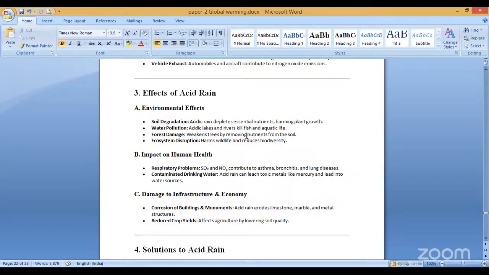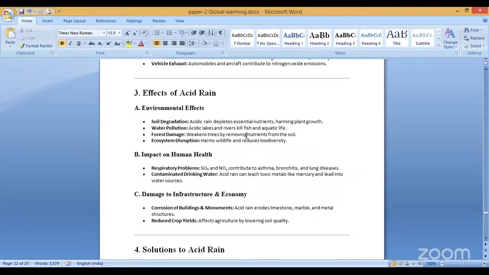Then the next one is water pollution. Acidic lakes and rivers kill the fish and the coral life which is present in that water. Then coming to the next one, forest damage: it weakens trees by removing the nutrients from the soil. Then the next one is ecosystem disruption, which harms wildlife and reduces biodiversity.